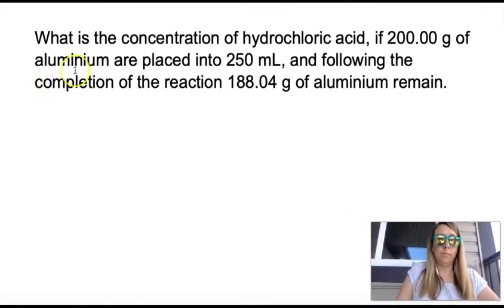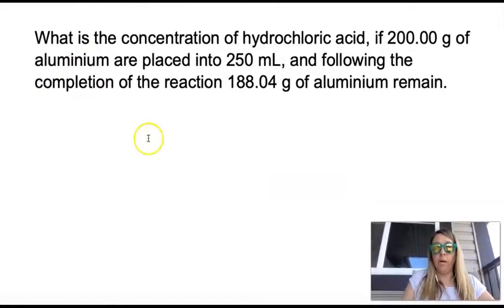Okay, last question. All right, so this one is a little different. So it says, what is the concentration of hydrochloric acid if 200 grams of aluminum are placed into 250 mL, and following the completion of the reaction, 188.04 grams of aluminum remain?